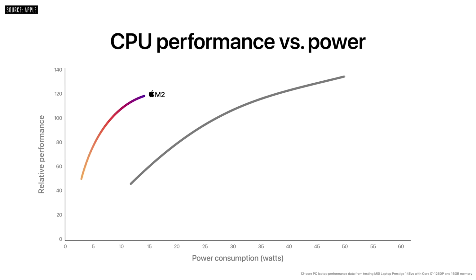Now let's compare M2 to the latest 12-core PC laptop chip, which needs dramatically more power to deliver an increase in performance. M2 delivers nearly 90% of the peak performance of the 12-core chip while using just a quarter of the power. This is what we mean by the power-efficient performance of Apple Silicon.